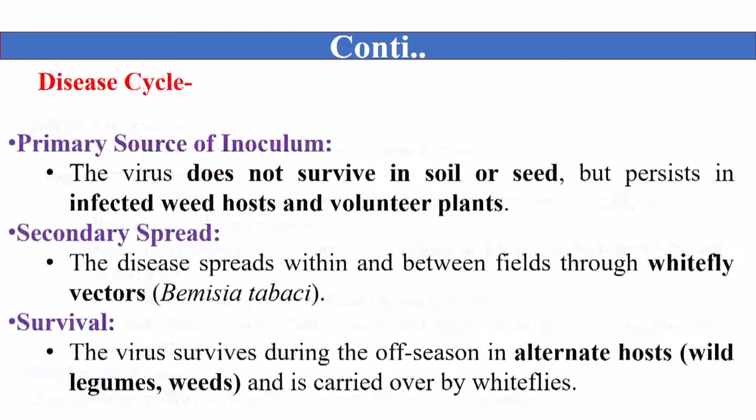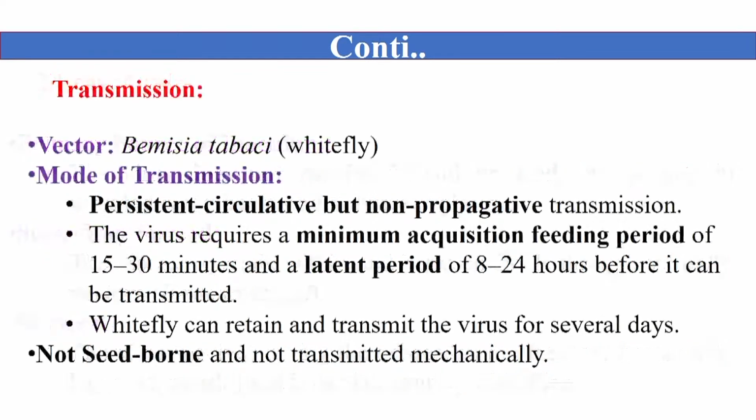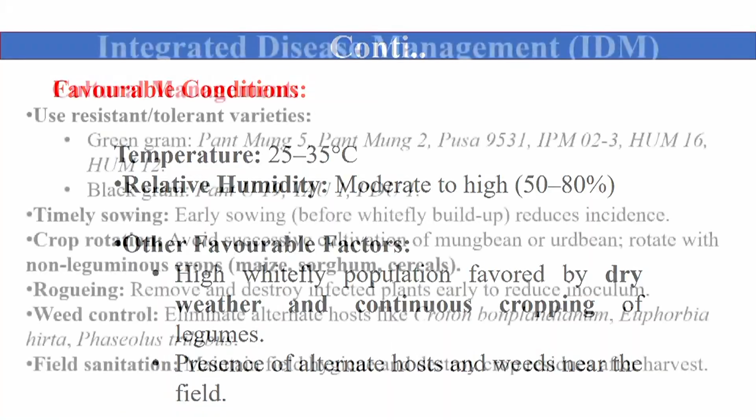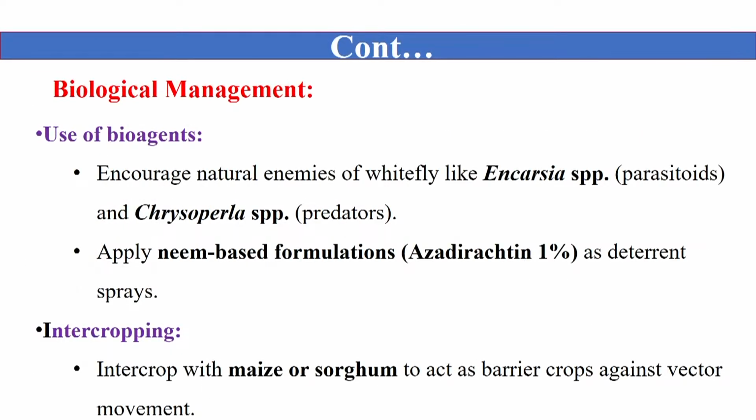And basically the disease cycle: the primary source of inoculum. The virus does not survive in the soil or seed. The survival of the virus during the off season is in alternate hosts or leguminous weeds, and it is transmitted by Bemisia tabaci, that is the whitefly. The favorable condition is 25 to 35 degrees centigrade. You can use cultural management practices: timely sowing, crop rotation and weed control. Field sanitation is also important to manage this disease.